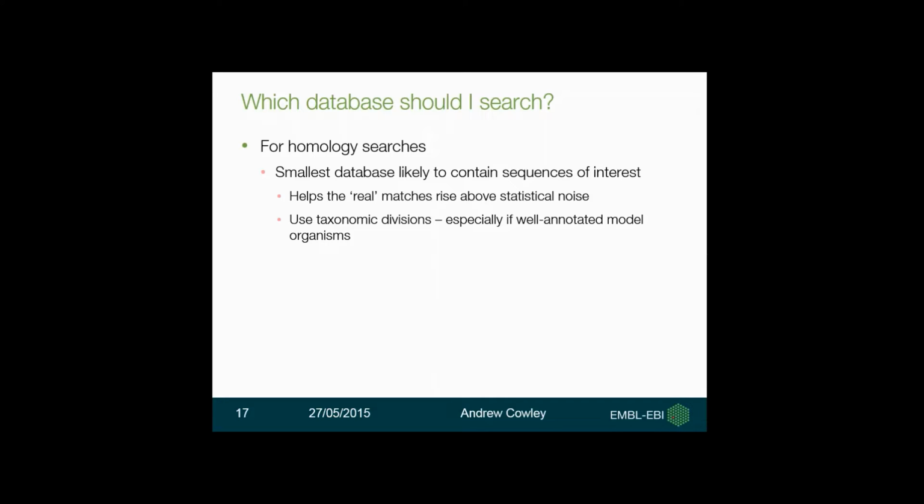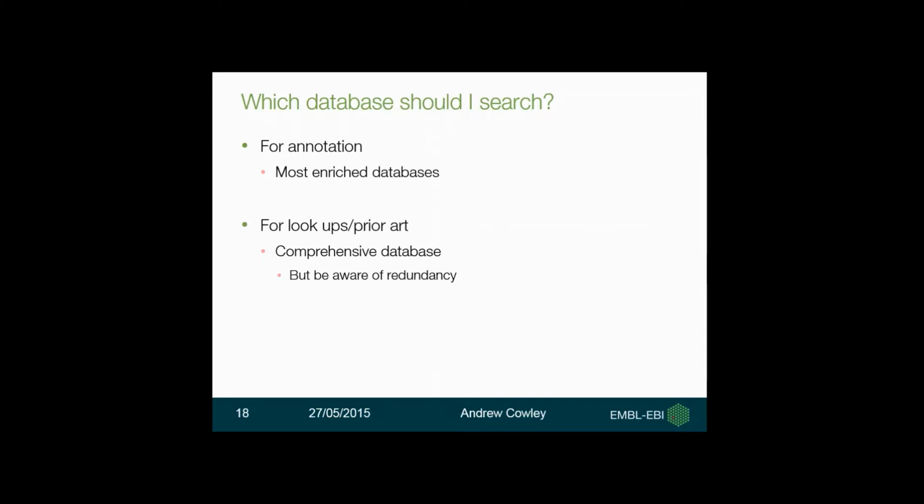You can also use taxonomic divisions to cut down the search space. This is especially true if there are some well annotated model organisms of interest to you. If you're looking to transfer information from sequences in our database to your sequence, then it makes sense to search databases that have well curated entries and are really enriched with extra information.